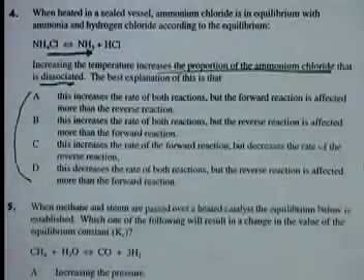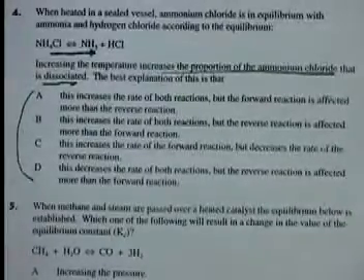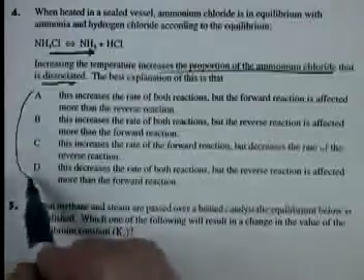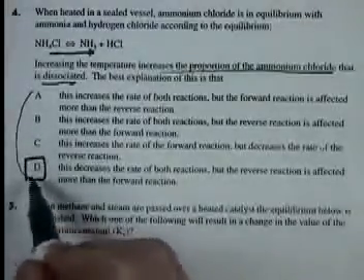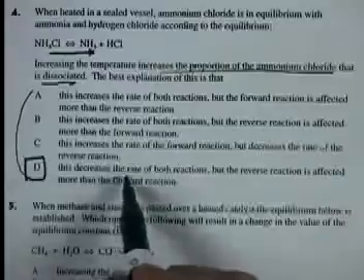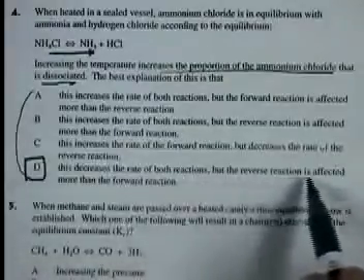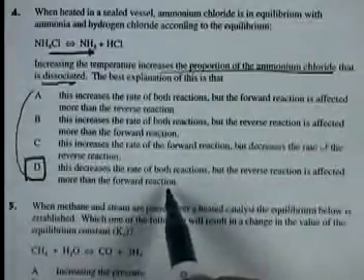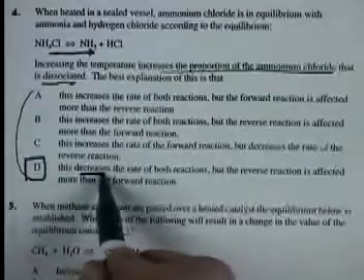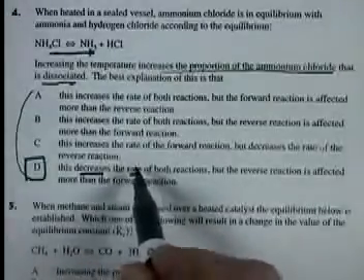Okay, hopefully you've had a second to pause the video and take a look at the answers. Let's look at them backwards. Let's look at letter D first. This decreases the rate of both reactions, but the reverse of the rate is affected more than the forward reaction. Notice it says it decreases the rate.